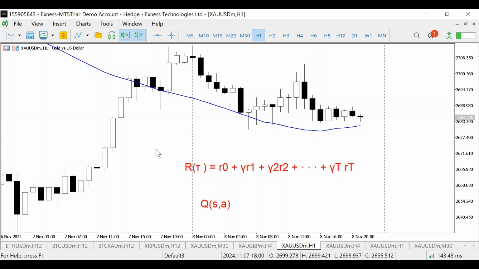So I hope now you are clear about what Q value is. Q value is just the value of the state, or you can say the cumulative reward that we'll get if we choose a particular action, in our case buy or sell. For each state, we will try both actions, buy and sell, and calculate the cumulative reward. This is known as Q value.